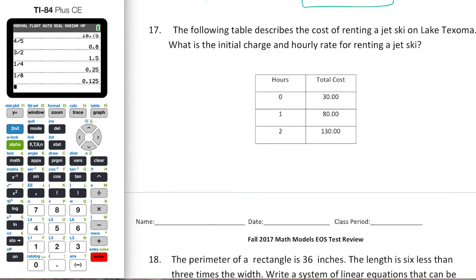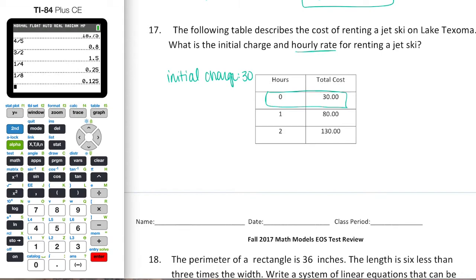Number 17, the following table describes the cost of renting a jet ski on Lake Texoma. What is the initial charge? So our initial charge is just going to be what we start out with, or our y-intercept. So if we look right here, our beginning charge, even if we haven't been on it at all, is $30. So our initial charge is $30.